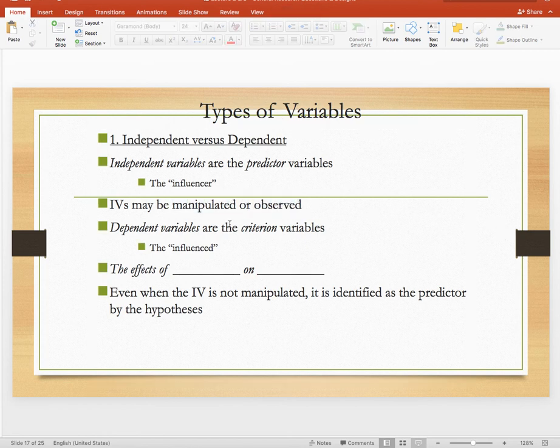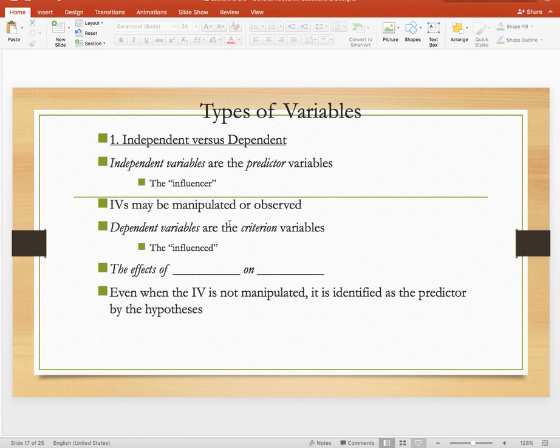So it doesn't always have to be manipulated in the sense of, well, it's always under my direct control, because there are going to be some independent variables that we're not going to be able to control specifically, but we can still treat them as being an independent variable, such as with the idea of having them be a predictor variable or also being what we call the influencer. So these are all the names that we call an independent variable. The predictor, the influencer, these are all the factors that we assume might potentially affect whatever it is that we're going to measure at a later point in time, meaning my dependent variable.